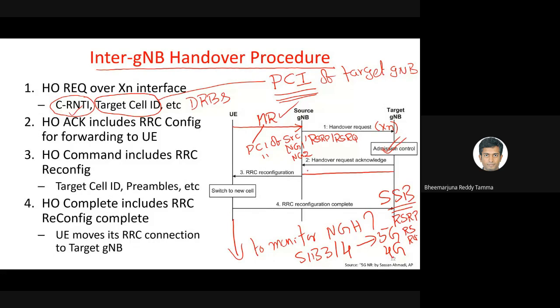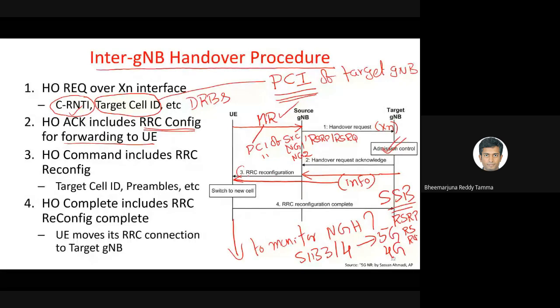Then we have message 2. In this case, it is a handover request acknowledgement. This handover request acknowledgement includes the RRC configuration message or RRC configuration parameters, which are forwarded from the source gNodeB to the user equipment. So it will pass some information. This is relaying the same information to the UE as part of message 3.